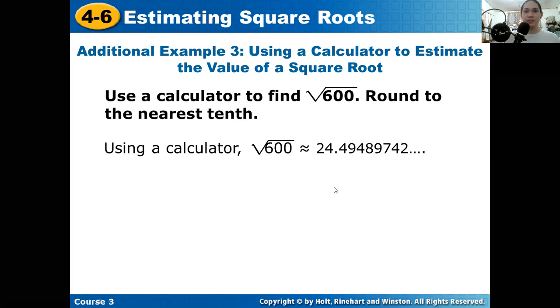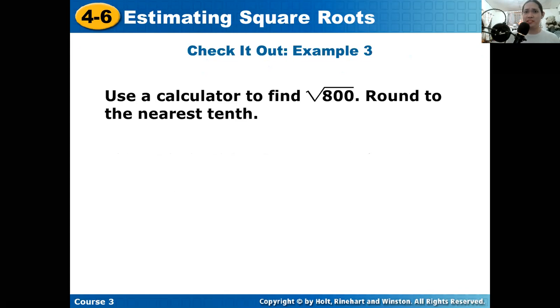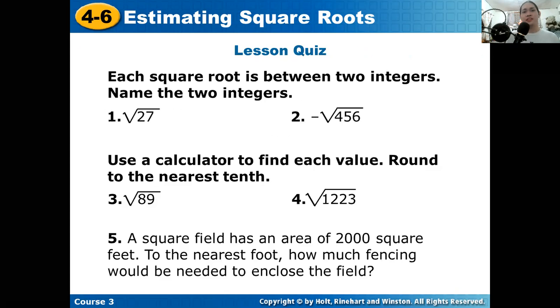Okay, so this is using the calculator. The calculator is just so easy. You'll just press the number and then you'll have the answer right away. Now I want you to answer this lesson quiz for this topic. Each square root is between two integers. Name the two integers. Try to guess. Yes, you have 5 and 6. For number 2, you have negative 22 and negative 21. For number 3, 9.4. Number 4 is 35.0. And number 5 is 179 feet.